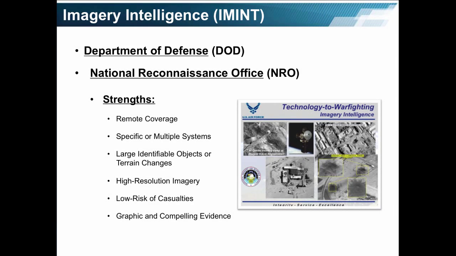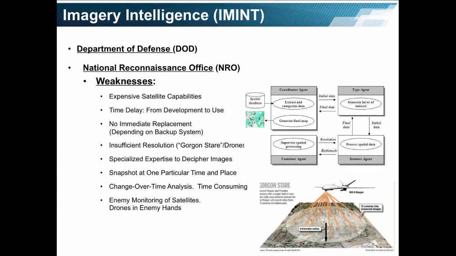We now focus on Imagery Intelligence, or IMINT, and the National Reconnaissance Office, the NRO. The strengths are: it provides remote coverage, utilizes specific or multiple systems, identifies large objects or terrain changes, provides high-resolution imagery, has very low risk of casualties, and provides graphic and compelling evidence. What are the weaknesses?